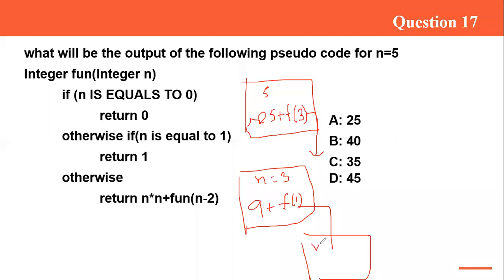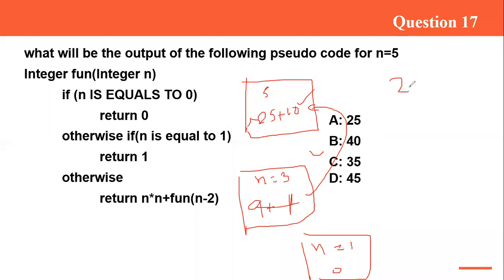Now for n equal to 1 in this block, what will happen? It will check 1 equal to 0 false, 1 equal to 1 is true, returns 1. This function will return 1. Where will it return 1? The place where it is being called. We called it here, so here I'll get the value 1. This 9 plus 1 is 10. That value will be returned to the place where I called it. I called it here, so f of 3 will be replaced with 10. So 25 plus 10 is 35. So the answer is 35.